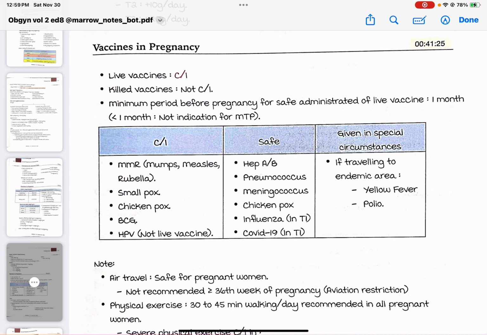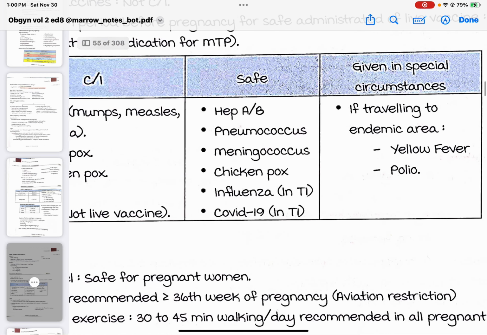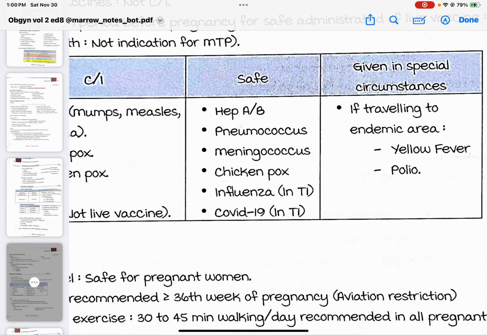Safe: hepatitis A and B are safe, pneumococcus is safe, meningococcus is safe, chickenpox, here they are saying it's contraindicated and here they are saying it's safe. Influenza, that is flu shot, is given in trimester 1. COVID-19 in trimester 1, it's safe. Given in special circumstances if traveling to endemic area: yellow fever and polio.